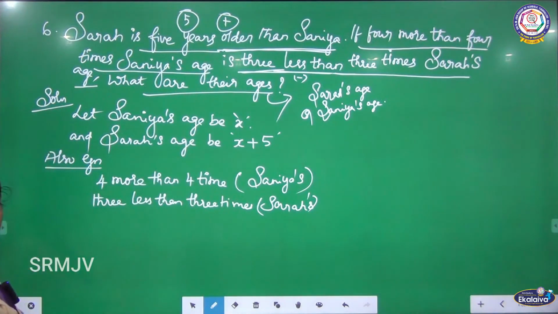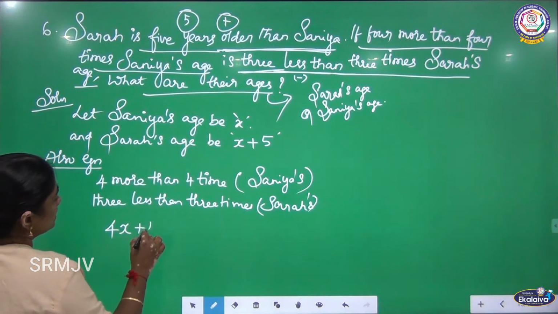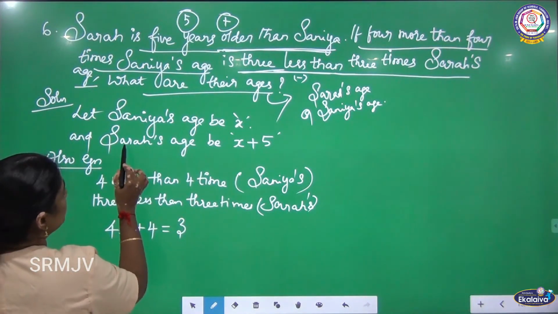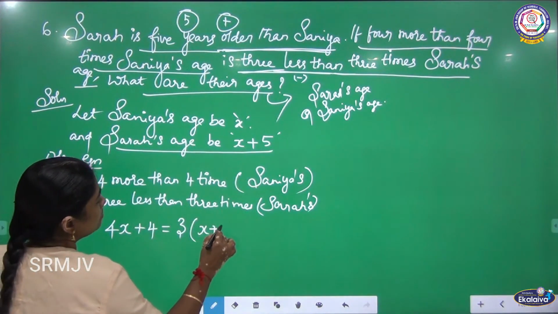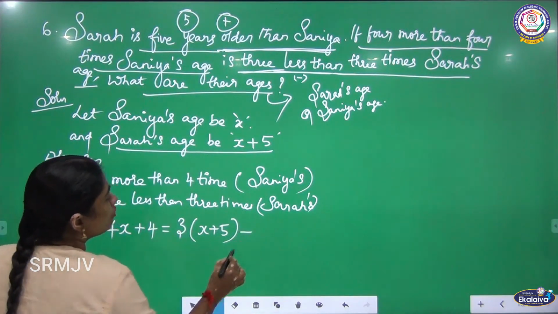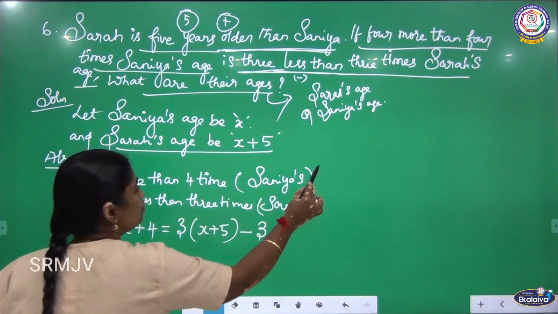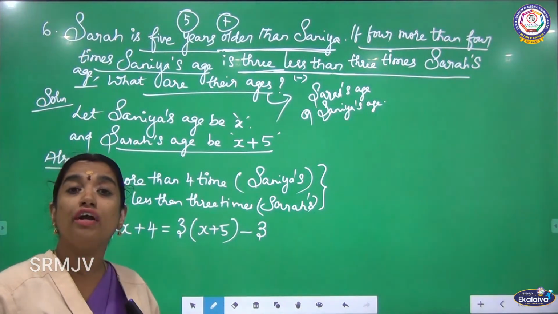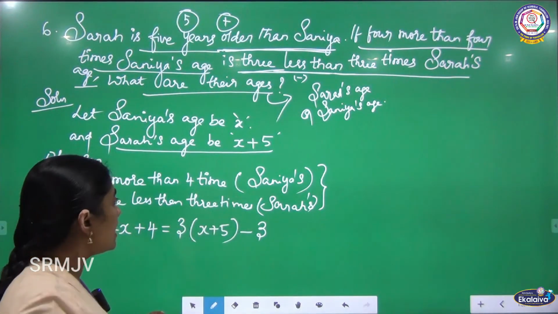4 more than 4 times is what? Listen. 4 more than 4 times is 4x plus 4, which is equal to 3 less than 3 times. Here I am assuming Sarah's age to be x plus 5. Less than is there, so for that, minus 3. Can you clear this? From these 2 statements I am going to frame the equation because I am going to find both the ages. Is it clear? Both the ages are unknown.